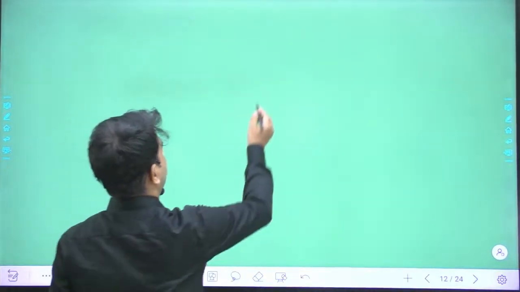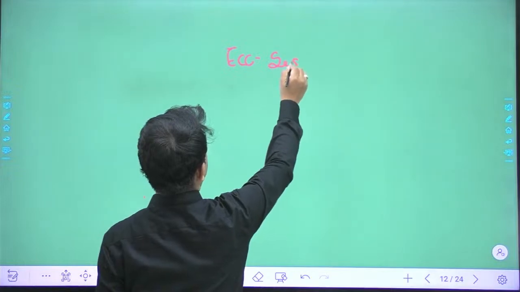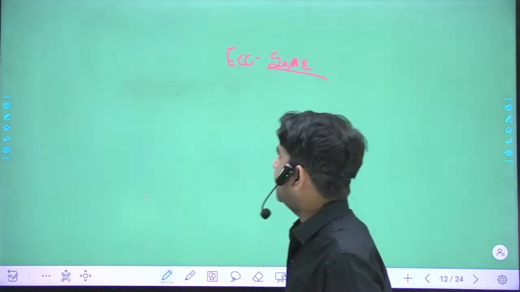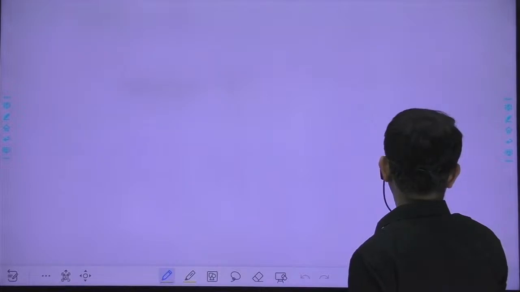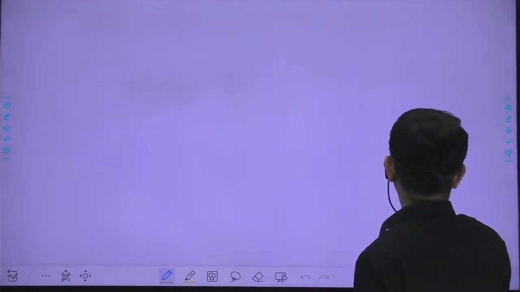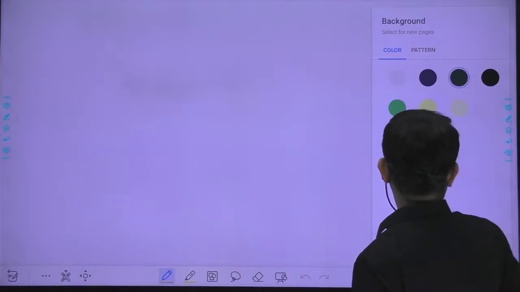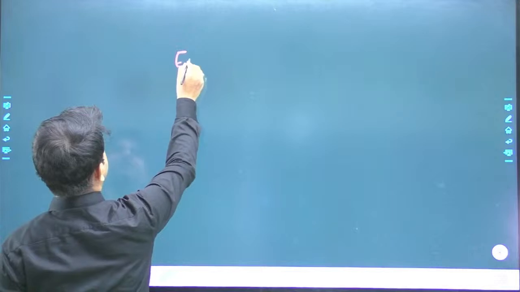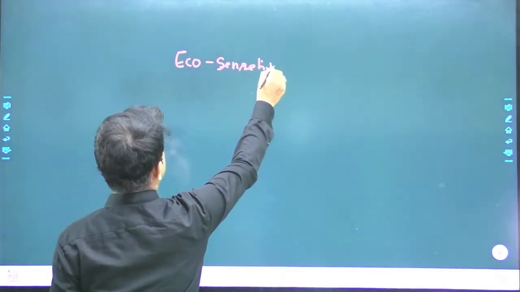So we have to talk about the eco-sensitive zone. I think it's not visible, so I should change the color of that slide. Yes, now it is visible. So we have to talk about the eco-sensitive zone.